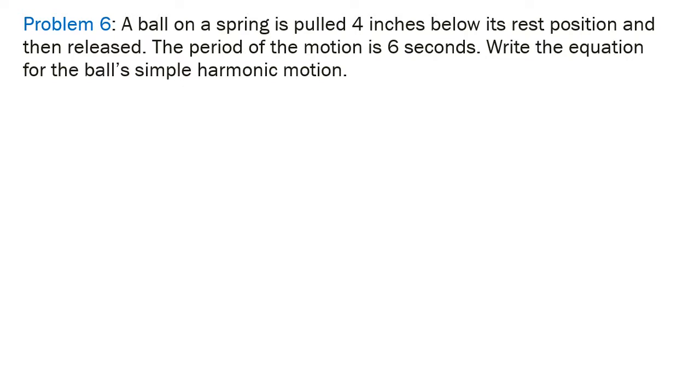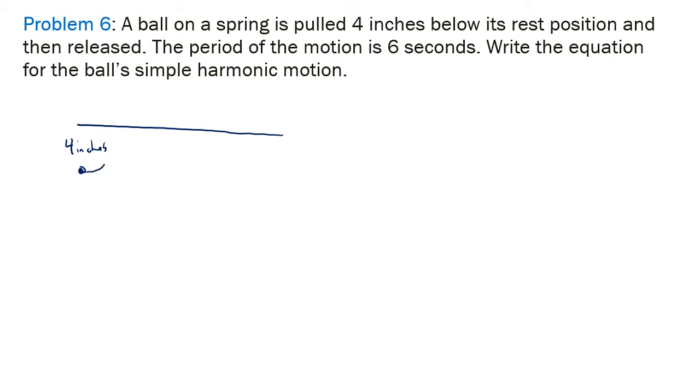All right, so let's start looking at a problem that deals with this concept. A ball on a spring is pulled 4 inches below its resting position and then released. The period of the motion is 6 seconds. Write the equation for the ball's simple harmonic motion. So once again, if you imagine you have your x-axis, and normally a ball would be up here in this location. But this story says we start by taking that ball and it being down here. We're pulling it down 4 inches.